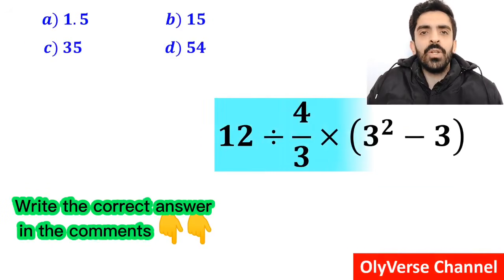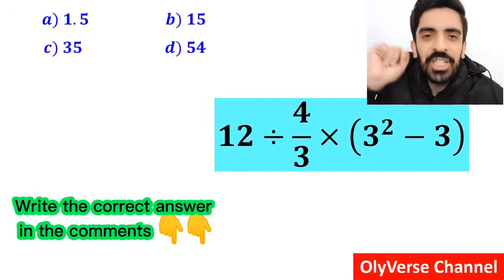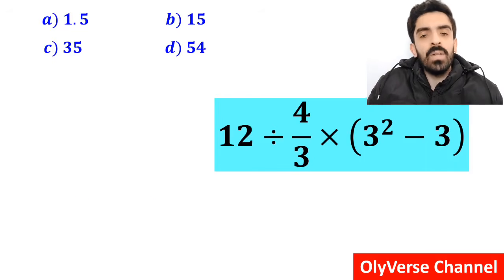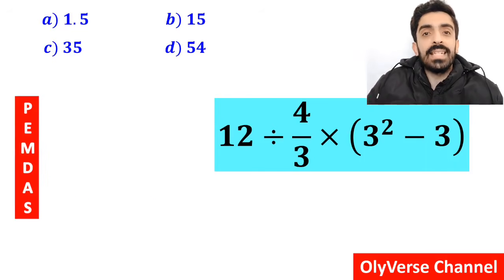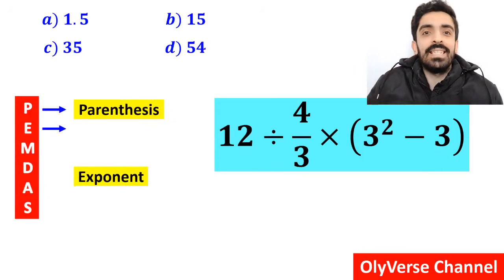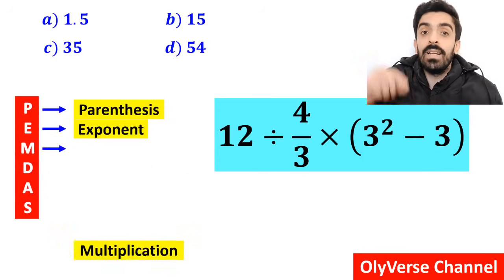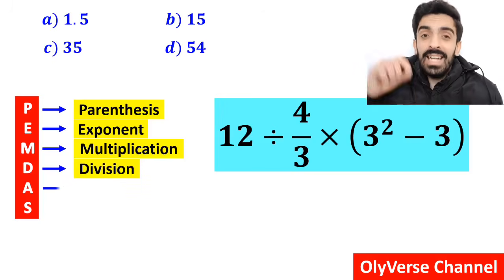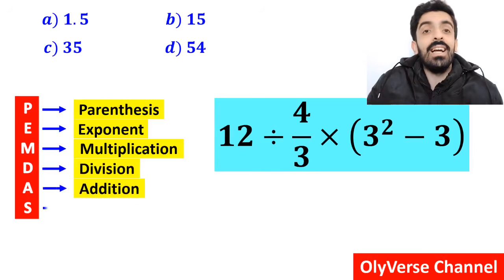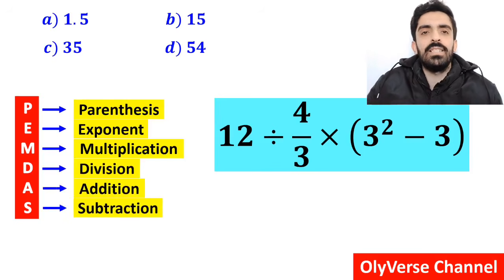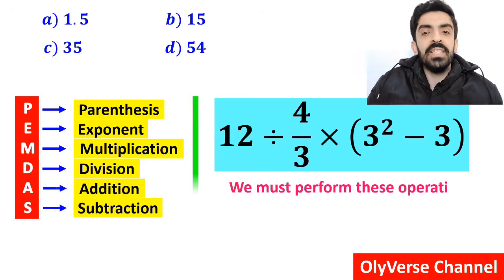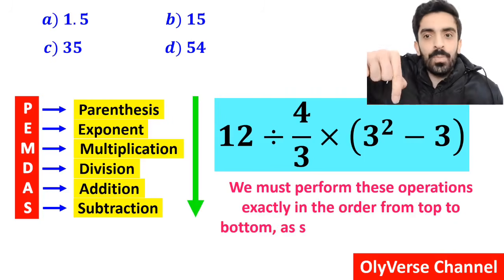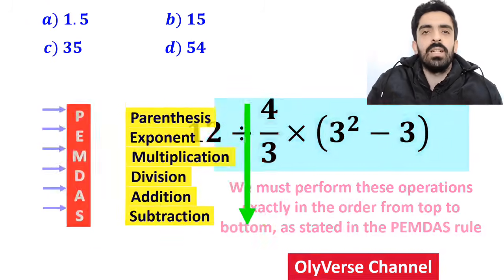Now, let me walk you through step by step how to solve this expression correctly. To solve this question, we need to follow a rule that is called PEMDAS. In this rule, P stands for parentheses, E stands for exponent, M stands for multiplication, D stands for division, A stands for addition, and S stands for subtraction. We must perform these operations exactly in order from top to bottom as stated in the PEMDAS rule.